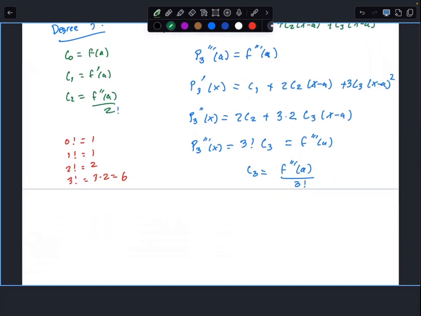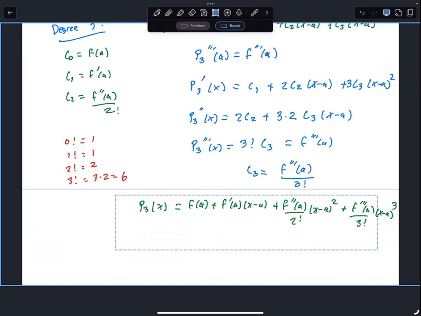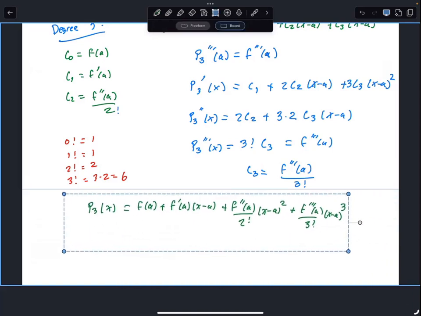So what did we learn here? That P3 of x would equal f of a plus f prime of a times (x minus a), plus f double prime of a over 2 factorial times (x minus a) squared, plus f triple prime of a over 3 factorial times (x minus a) cubed.